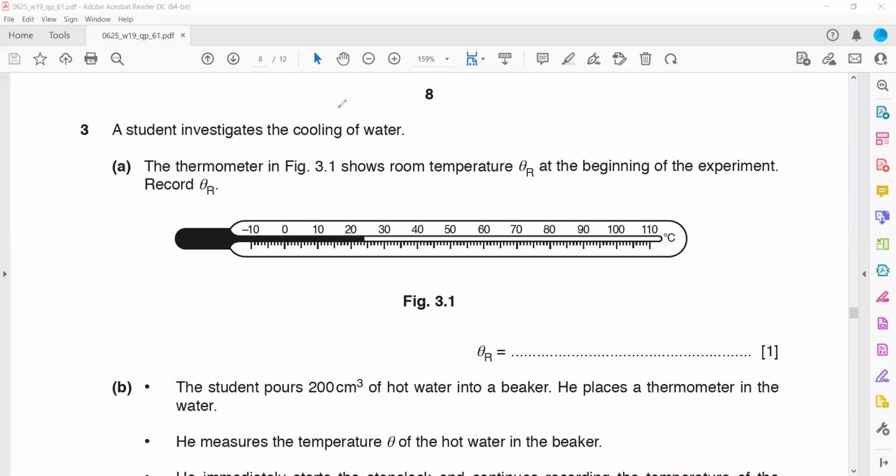So a student investigates the cooling of water. This one is the October 19 paper. What is the temperature of the room? That is 24 degrees centigrade.